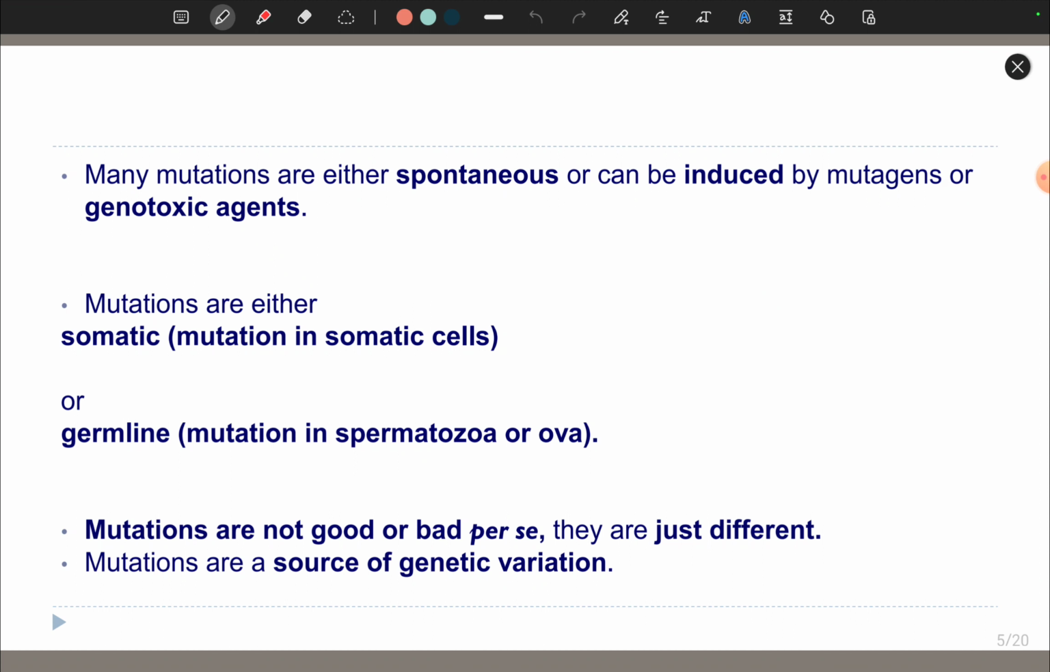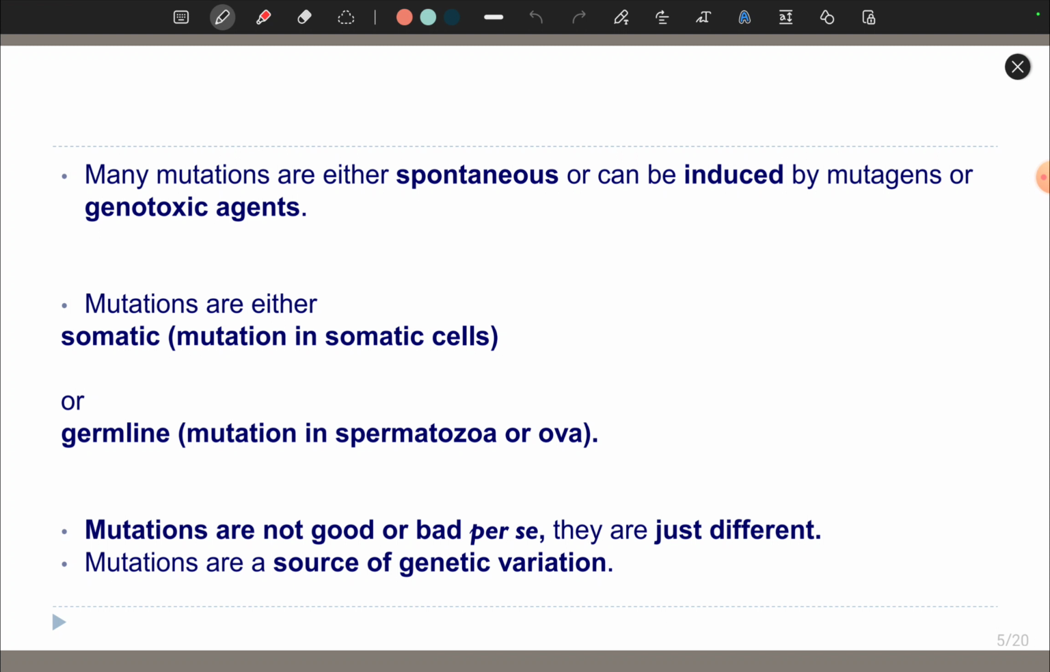So mutation may be advantageous if it gives you variation, genetic variation by natural selection in any environment. Anyway, so are mutations good? Mutations are not good or bad per se by themselves, but they are just different. So this is what I wanted to say about that statement.